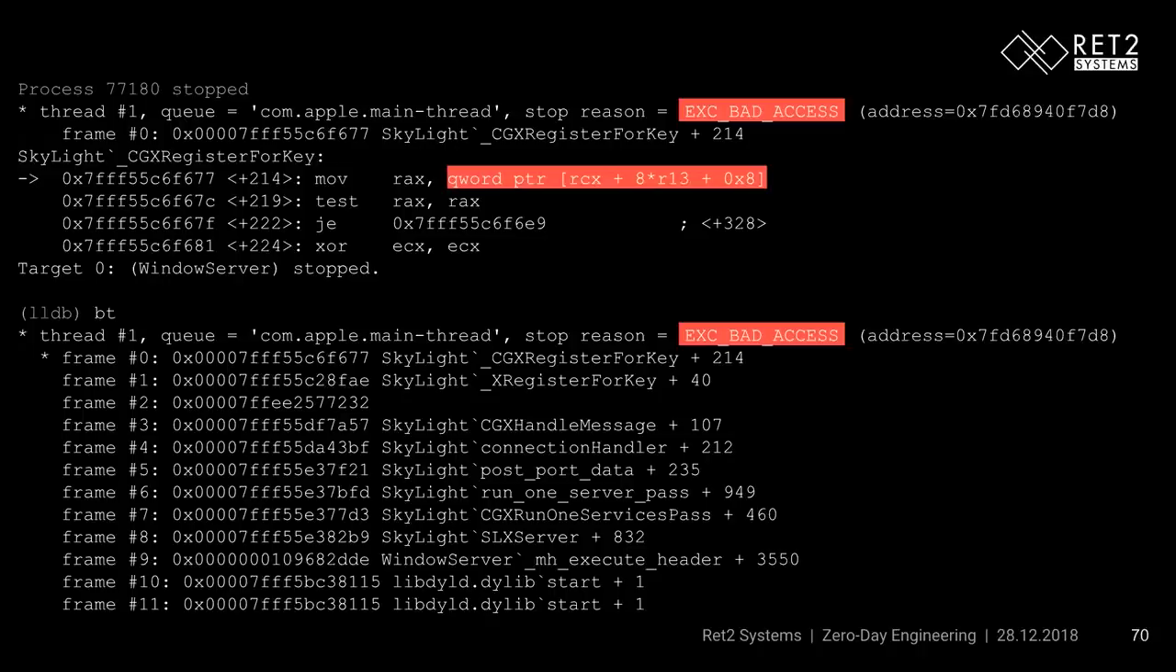So anytime you see this thing up here that says EXC_BAD_ACCESS with a big number up there, address equals blah, blah, blah, that's a really bad place to be. And so this is a bug that we ended up using at Pwn2Own to perform our sandbox escape. If you want to read about it, again, it's all in the blog. We're not going to go too deep into it here.